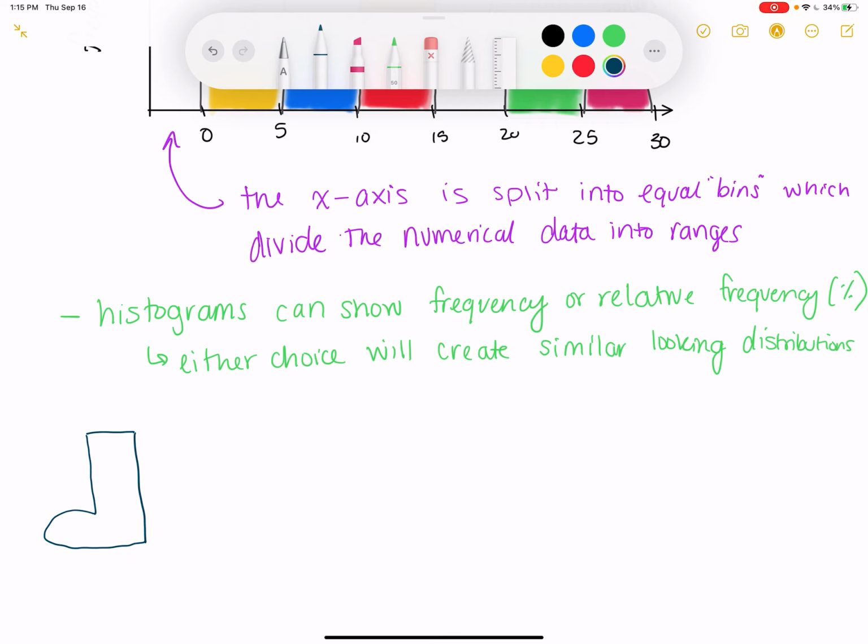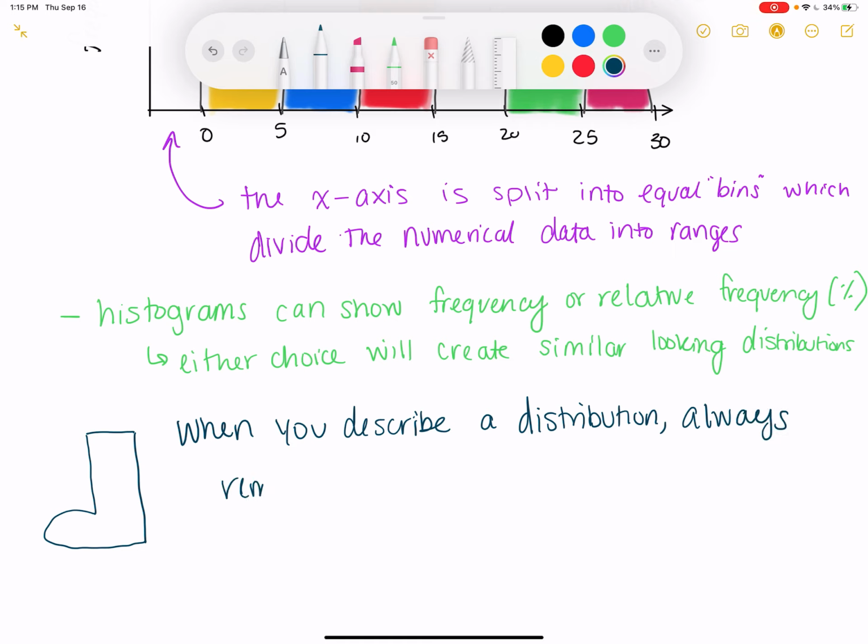All right. When you describe a distribution, always remember your socks.